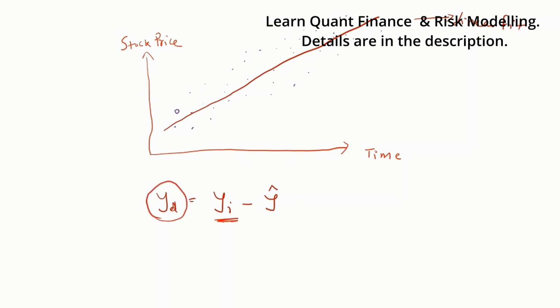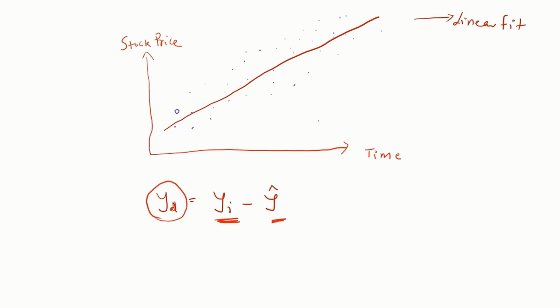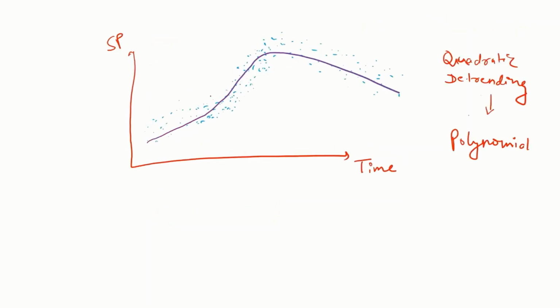You have yi, that means your stock price, and then the estimated value of the stock price using this linear fit. So you will get yd. I'm just denoting yd as the detrended stock price. So that is basically your detrended series. Okay, I'm going to take another example with real data, but you cannot always fit a linear line. Sometimes the pattern will be different. You will see a changing mean. Sometimes it would be increasing and then decreasing and so on.